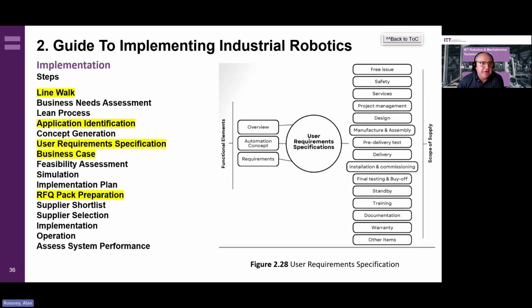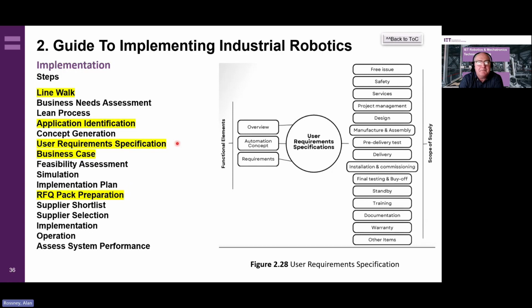So just to recap on the steps, probably the most important ones. Not all tools are needed to develop a business case and the requirements for a robot system, but the minimum are highlighted on this slide here. So walk the line, identify the application, develop a user requirement specification, and then develop a business case, which will need to be shared with your senior management. And then the key thing is the request for quotation pack that goes out. And often that can include the user requirements specification.